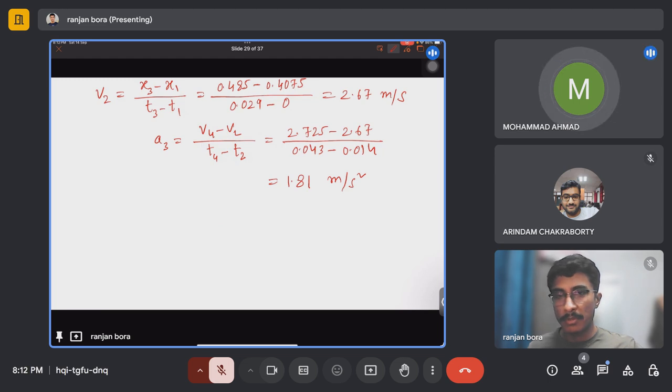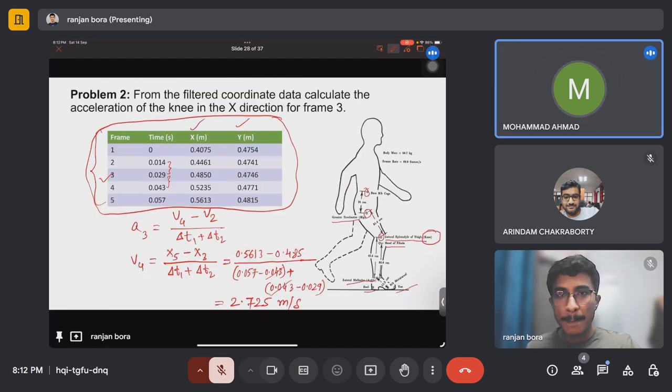Sir, if we are to find the acceleration in the y direction, then we will use the coordinates of y. Yes, coordinates of y. Okay, this means that they are calculated independently. Yes.